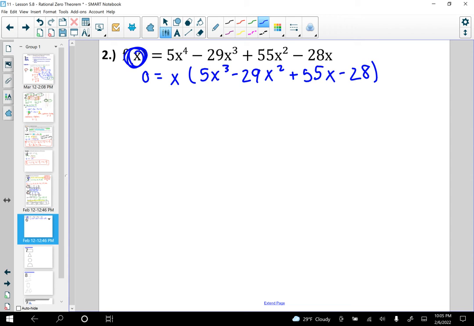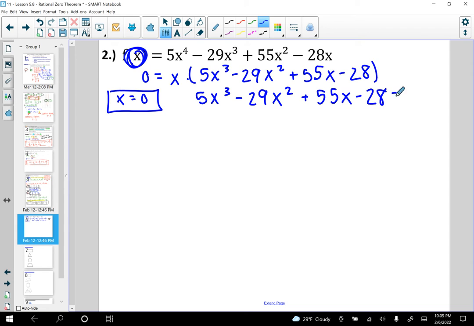And now, if you want to right away, set these each equal to 0. X could be 0. That's going to be an x-intercept on our graph. That's a 0. And this, which does not factor by grouping. You can try, but it doesn't work. This could also be 0.